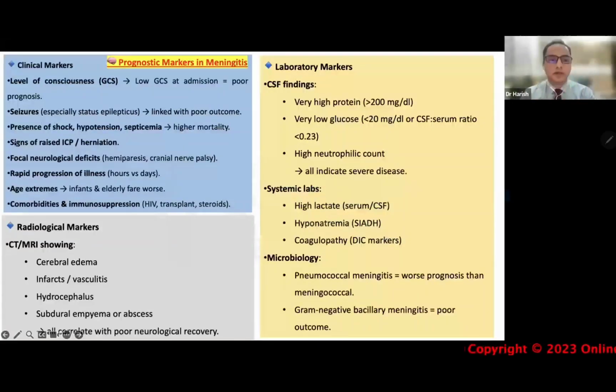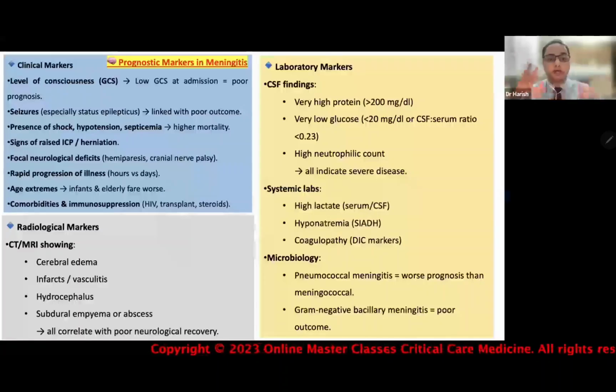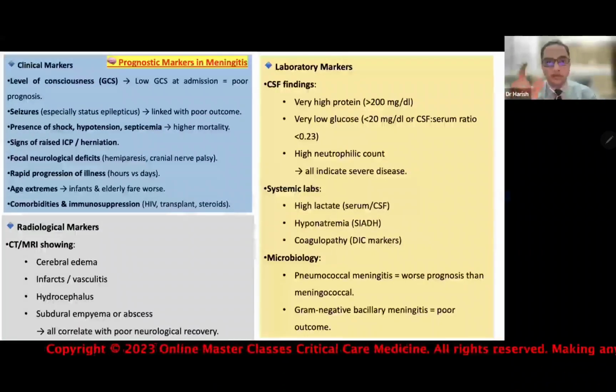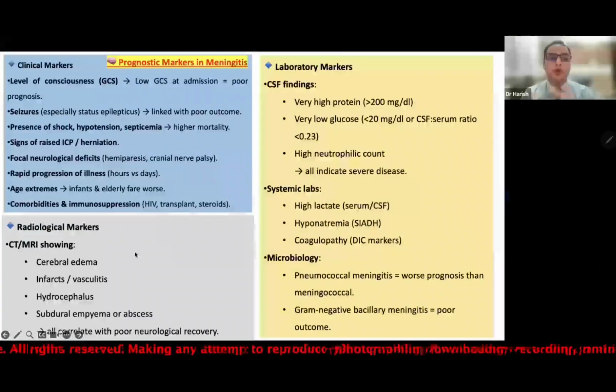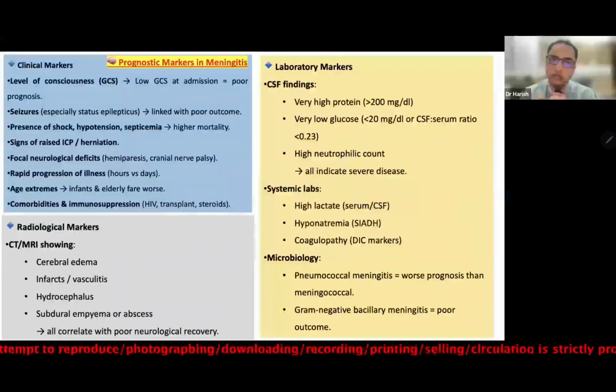Signs of raised ICP or herniation, focal neurological deficit, like a cranial nerve palsy or hemiparesis, and rapid progression of the illness within hours, within a day. Extremes of age, like infants, neonates, low birth weight, and elderly patients, can have a poor prognosis. Comorbidities, being immunocompromised like HIV, transplant, or those on steroids, also carry a bad prognosis.